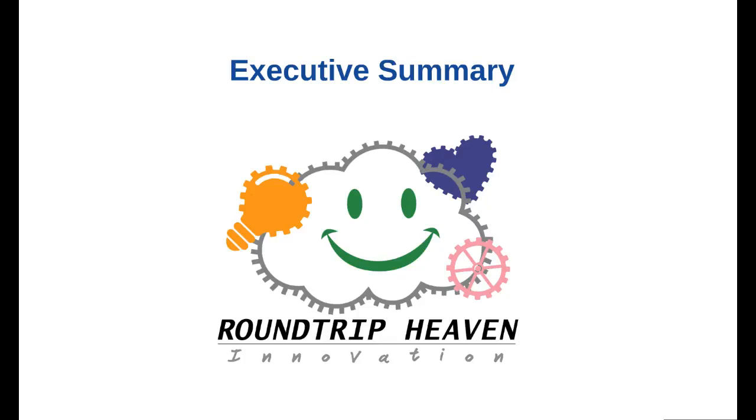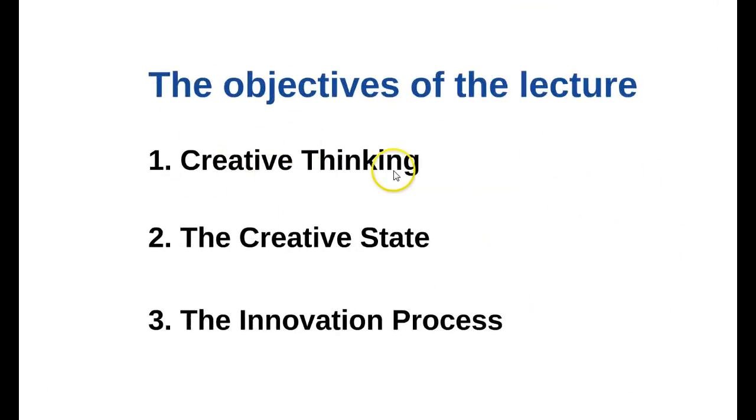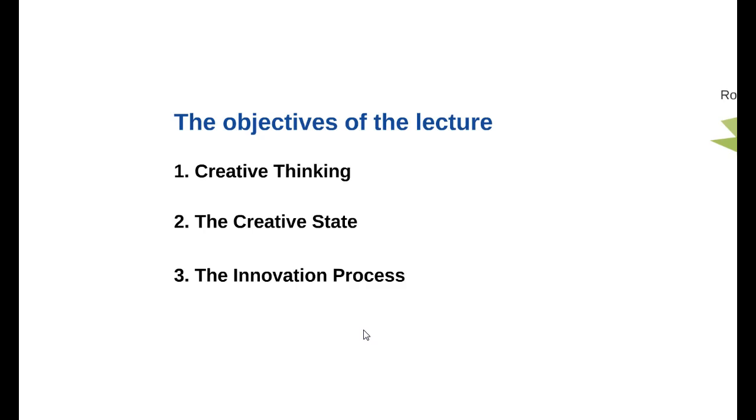Welcome to this executive summary of Roundtrip Heaven. What we're going to talk about today is creative thinking, the creative state, and the innovation process. Here we talk about creative thinking as a general idea, here about the creative state, how to get into a creative state, and how other companies have done it. Here we talk about the innovation process, the tools of how to be creative whenever you want to.